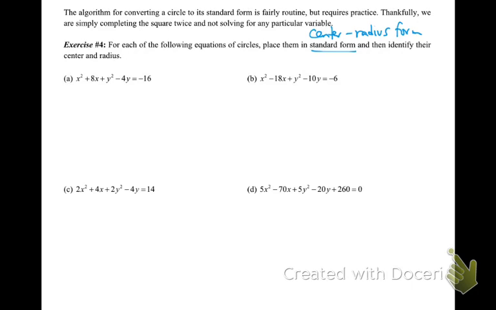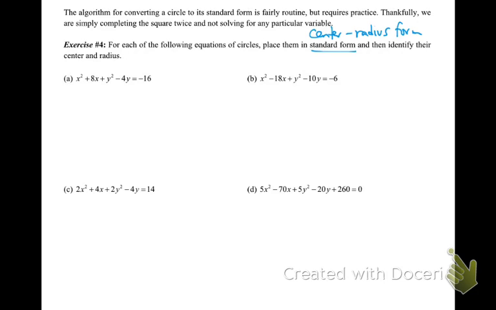So to do that, we're going to complete the square. So you got to make sure the x's are grouped together, the y terms are grouped together, and the number term is put to the right. So we'll do this first one together. And then I want to see if you can try letter B on your own. Then we'll do letter C together, and you'll try letter D on your own.